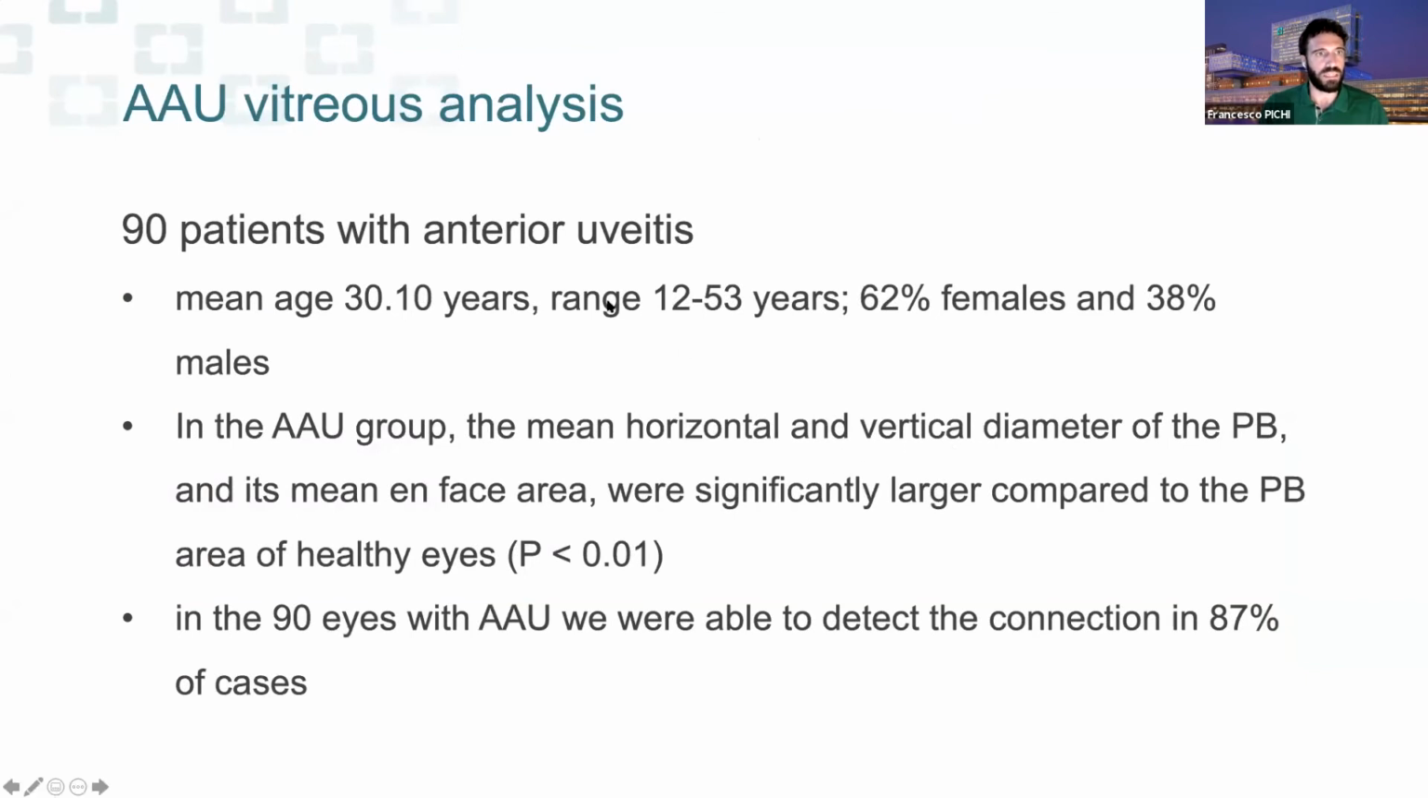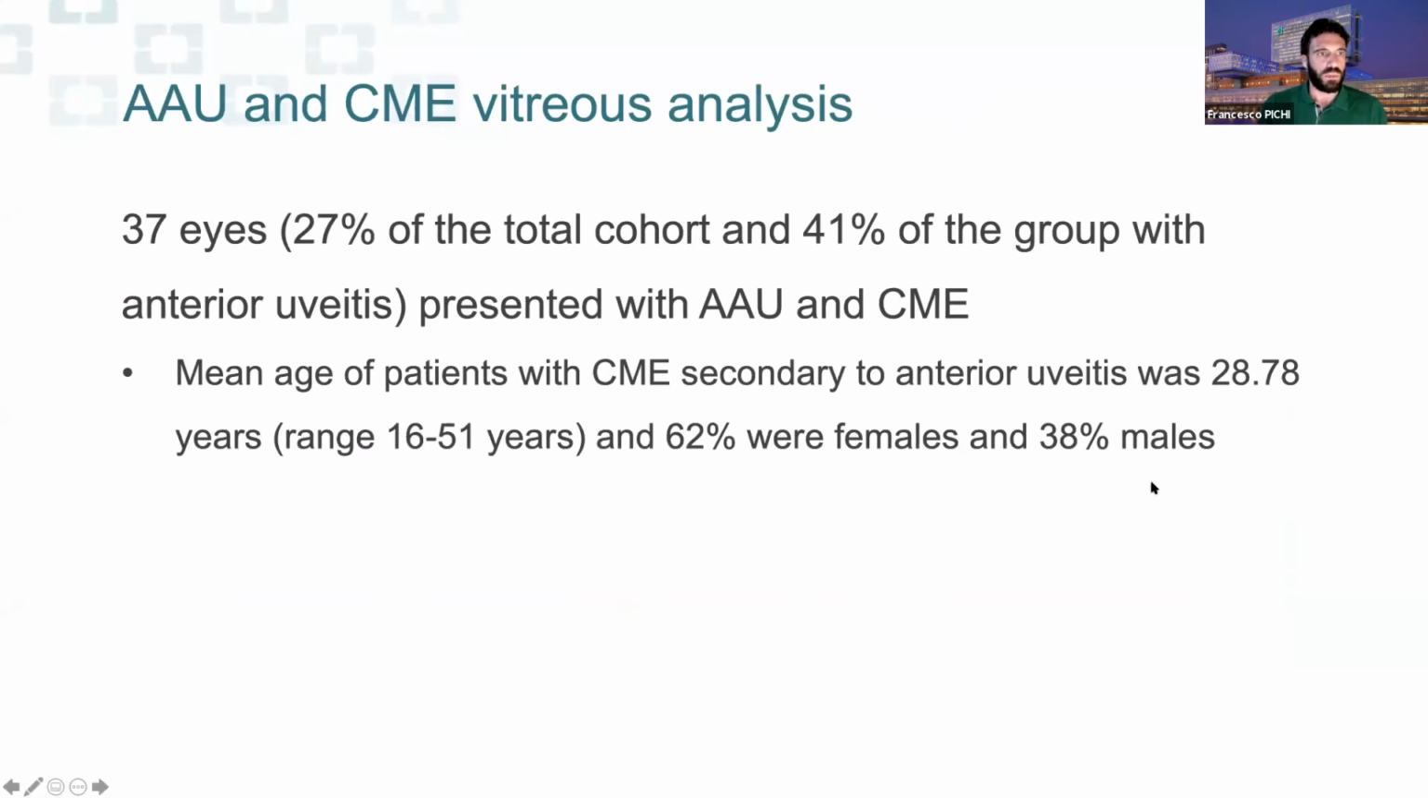Now, overall, we had 90 patients with anterior uveitis. The diameter of the bursa was slightly larger compared to the normal patients, but not the Cloquet canal. And in the 90 eyes, we were able to detect the connection between the bursa and the Cloquet canal in 87% of the patients with anterior uveitis. Now, of these patients, 37 presented at baseline with acute anterior uveitis and associated CME with no intermediate and no posterior involvement. This is 27% of our total cohort and 41% of the anterior uveitis group.